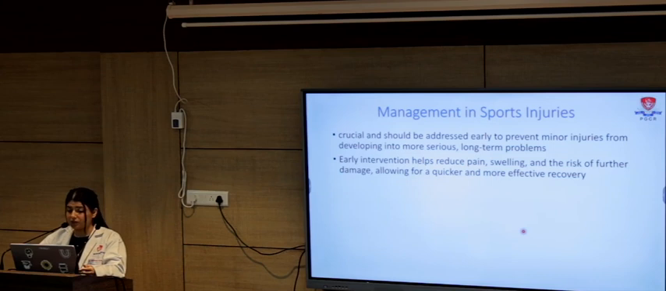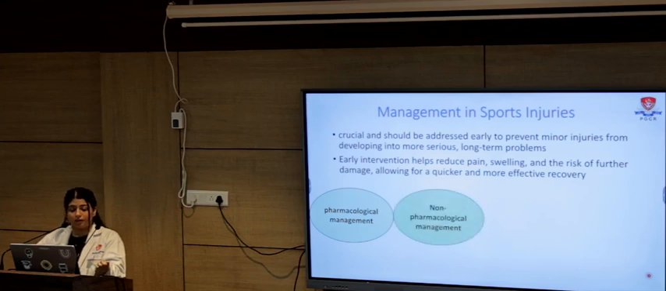Now, management of sports injuries is crucial and should be addressed early to prevent minor injuries from developing into more serious long-term problems. Early interventions help reduce pain, swelling, and the risk of further damage, allowing for a quicker and more effective recovery, and it can be done comprehensively under 4 pillars: pharmacological management, non-pharmacological management, rehabilitation, and return to sports.